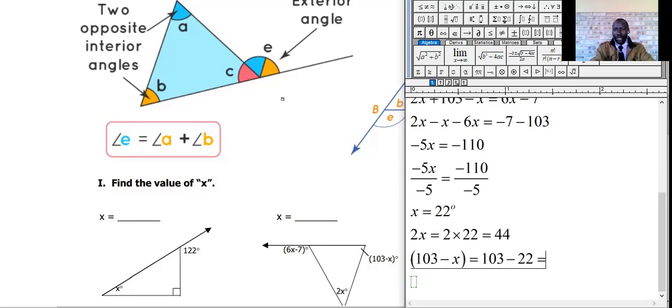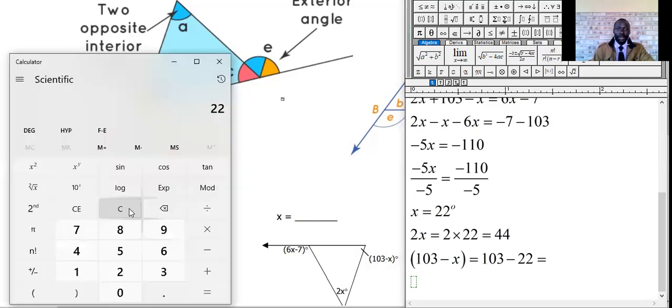Well, 103 minus 22, it's going to give us, well, let's check really quick. 103 minus 22, it's going to be 81 degrees. 81 degrees, okay? Then for the third angle, which is what?